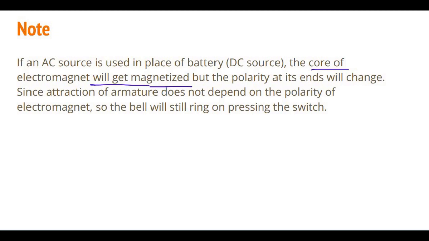In DC the direction of the current remains the same, but in AC the direction of current keeps on changing always. So what will happen, the polarities at the ends will keep on changing. So that has nothing to do with the working of the electric bell. The polarity will change, north pole, south pole, the polarity of the magnet changes internally if I use an AC source, but that will not affect the working of the electric bell, because whether the north or south is anywhere, changing or constant, it will remain a magnet.